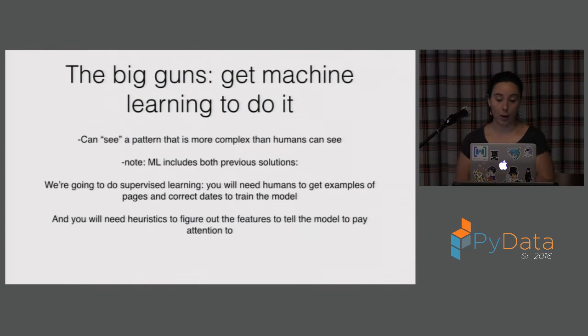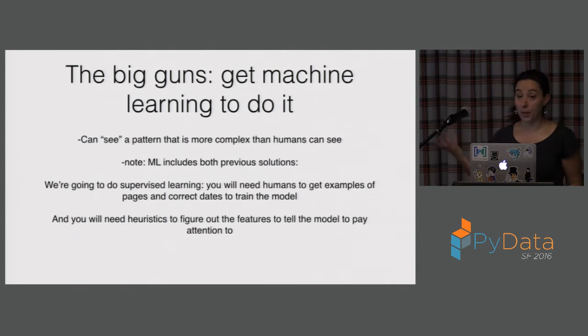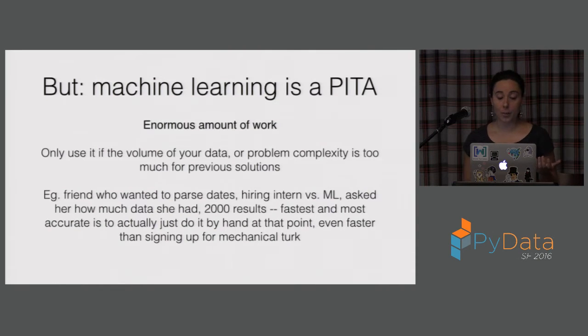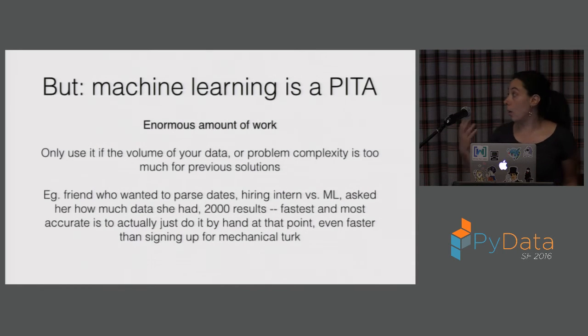So we're going to need humans to get examples of pages and dates to train the model, right? So we're not really going to escape data entry. And we're going to need heuristics to figure out the features to tell the model to pay attention to as well. So we're not going to escape that part of it either. However, machine learning is a giant pain. It's an enormous amount of work, and we should only really use it if the volume of our data or the problem complexity is too much for previous solutions.